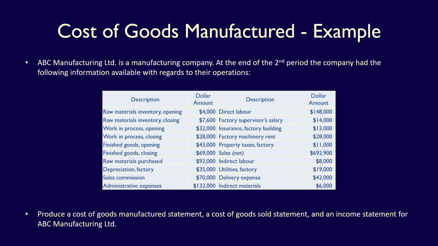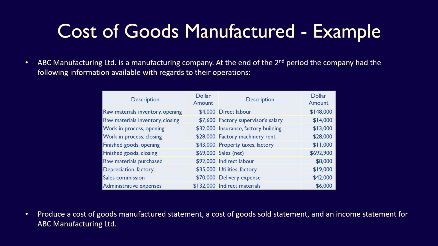Raw materials purchased, $92,000. Depreciation factory, $35,000. Sales commission, $70,000. Administrative expenses, $132,000. Direct labor, $148,000. Factory supervisor salary, $14,000. Insurance factory building, $13,000. Factory machinery rent, $28,000. Property taxes factory, $11,000. Sales net, $692,900. Indirect labor, $8,000. Utilities factory, $19,000. Delivery expense, $42,000. And indirect materials, $6,000.